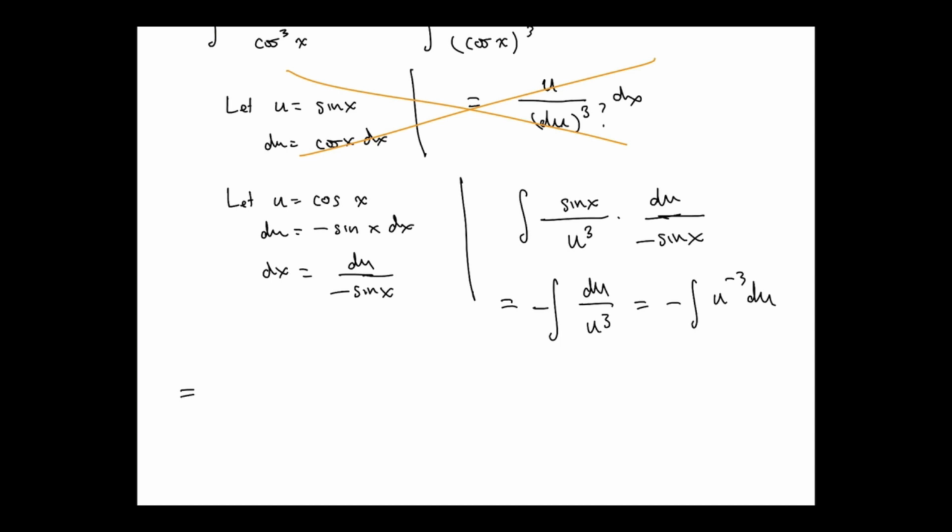So, okay. So think of it as u to the minus 3. And then when we do the antiderivative, the power rule, we'll get negative u to the minus 2 over minus 2 plus c. And then the negatives cancel, and so I'll just write it as that.